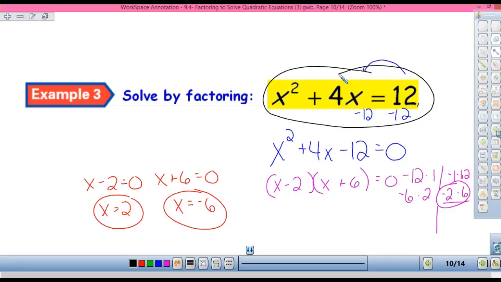So your assignment is right there on Daily Planner. It is pages 56 through 60. So it's a lot of factoring, okay? Have fun.